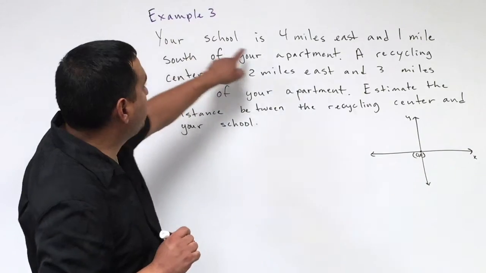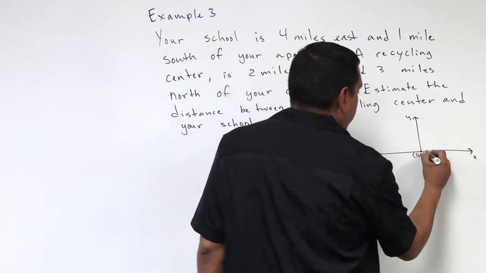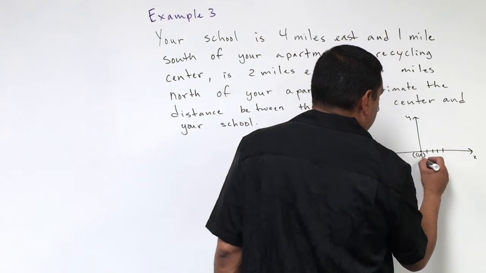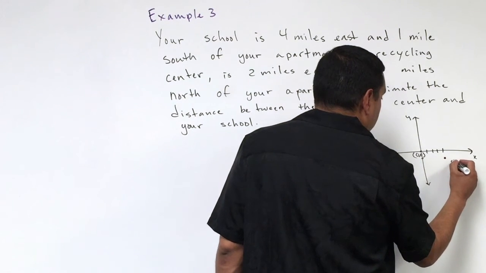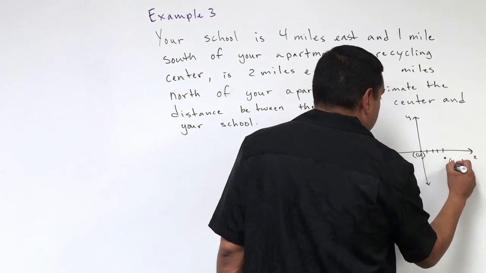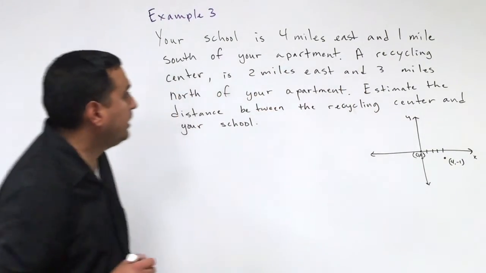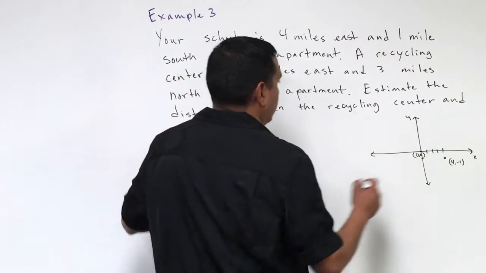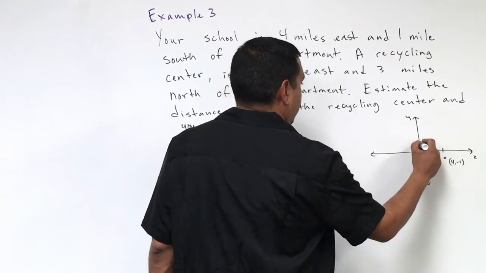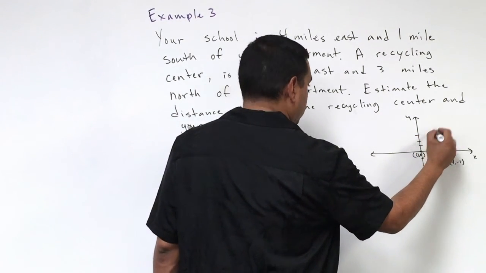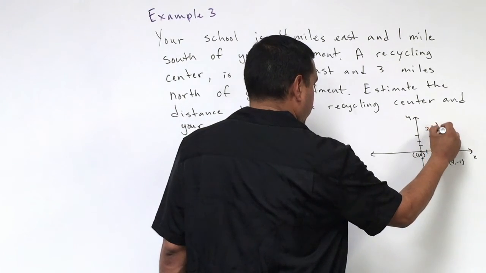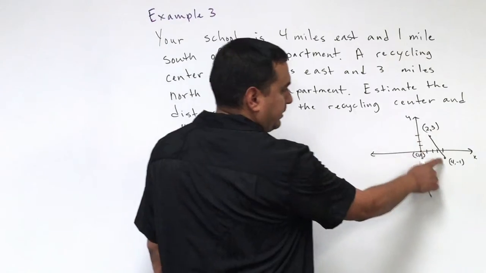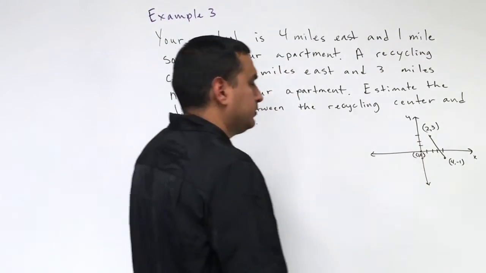The school is 4 miles east, which means you go 4 units to the right, and 1 mile south, so you go down 1 this way. So that coordinate would be 4, negative 1. And then the recycling center is 2 miles east and 3 miles north. So the coordinate of that is 2, 3. And they want the distance between those two.